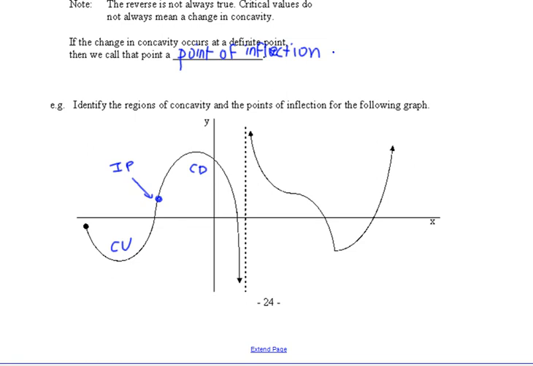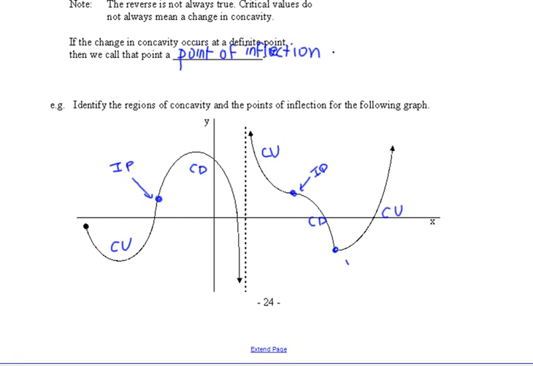Okay, so what is this guy? Right there. From here to here, that is concave up. Concave up, concave down, and then that's undefined there. Here's concave down. Here's concave up.